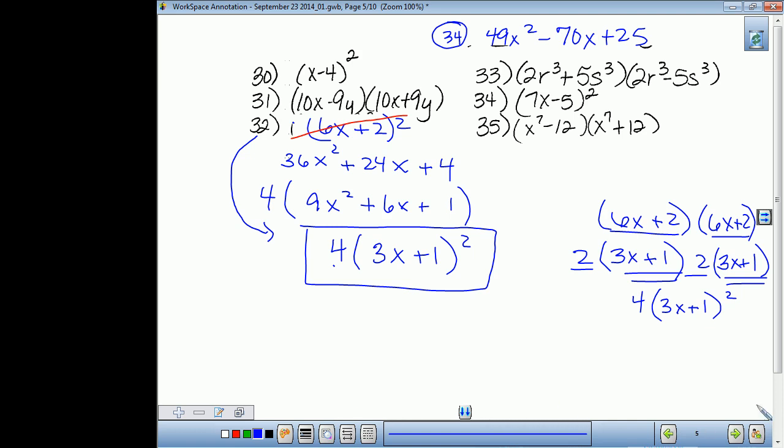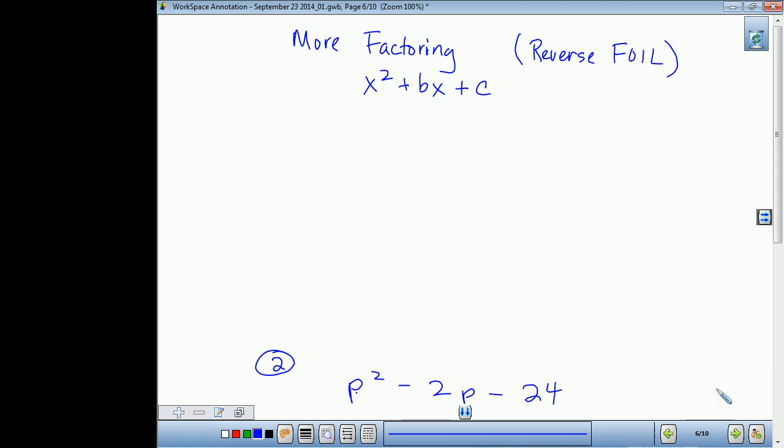So today we're going to look at additional methods of factoring. And these are kind of cool. This is really where math becomes like a game for me. And I really like it. In the past I've called the type of factoring we're going to do today reverse FOIL.